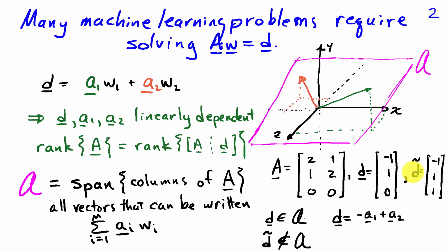Now, on the other hand, if I take a vector D tilde, which has a component that's non-zero along the z-axis, then it's not going to lie in the xy plane. In other words, it's not in the span of the vectors given by the columns of A. And because it has this non-zero component in the z, there's no way to write D tilde in terms of a weighted combination of the columns of A. In other words, D tilde is not an element in the span of A.